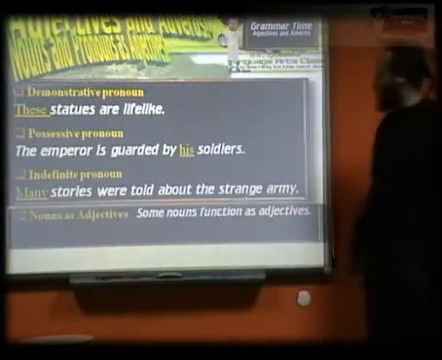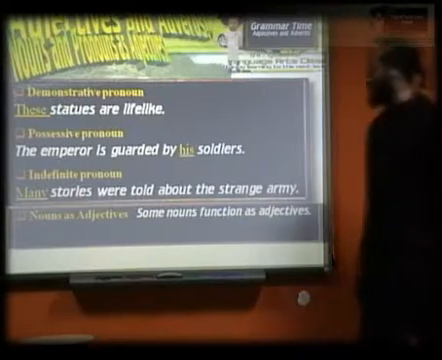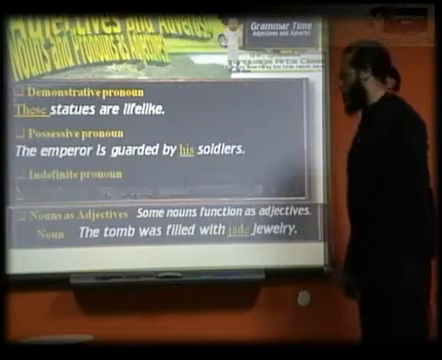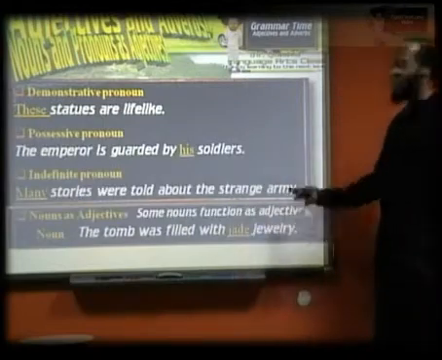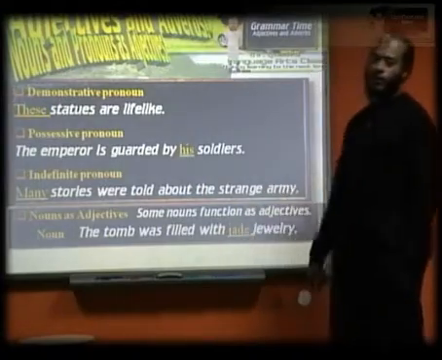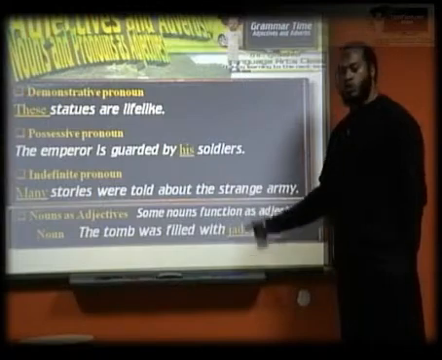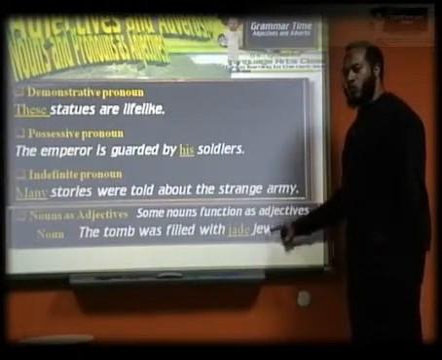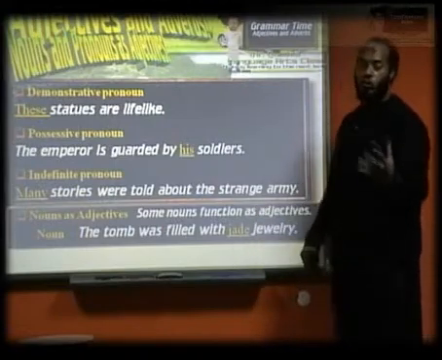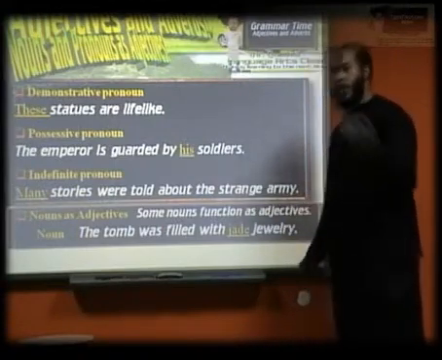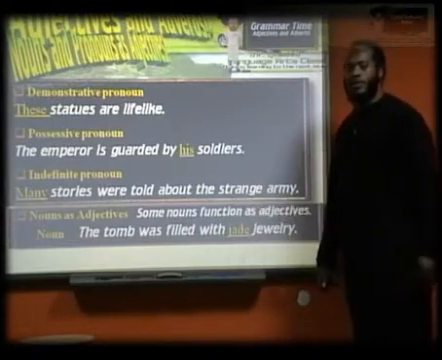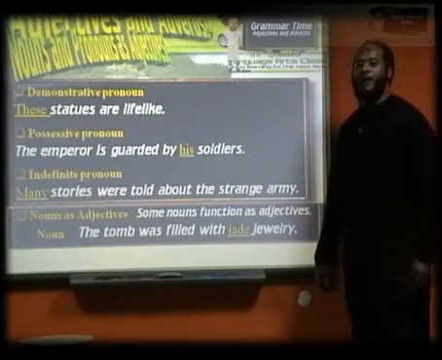Nouns as adjectives. Some nouns function as adjectives. The tomb was filled with jade jewelry, and the word jade in itself is a noun, but it is being used to describe the type of jewelry in this sentence. We're not just talking about any type of jewelry, but a specific type, jade, and we use this noun as an adjective to describe jewelry.